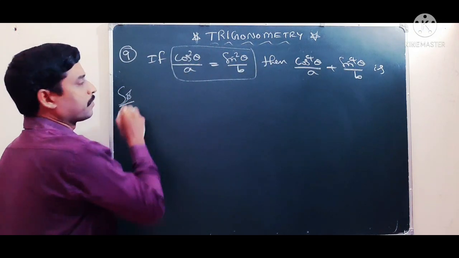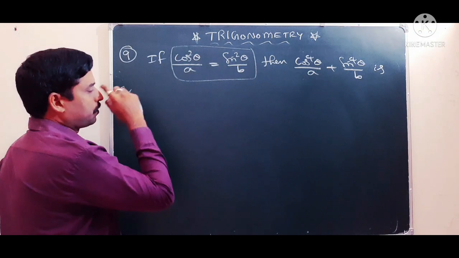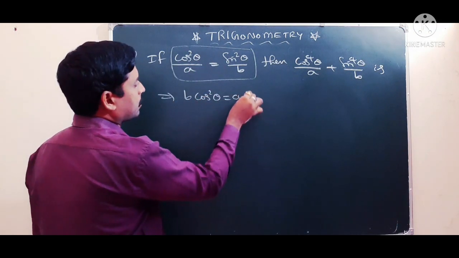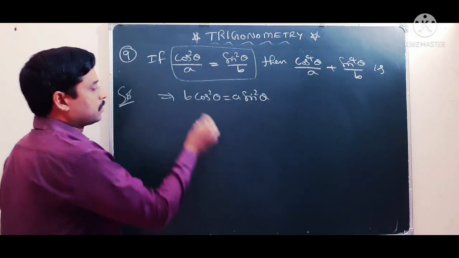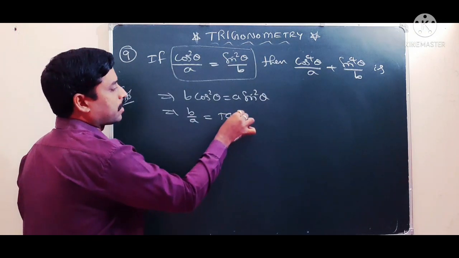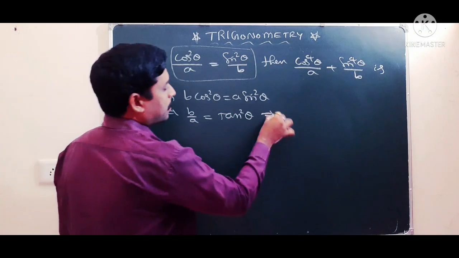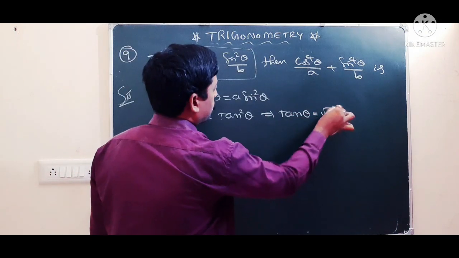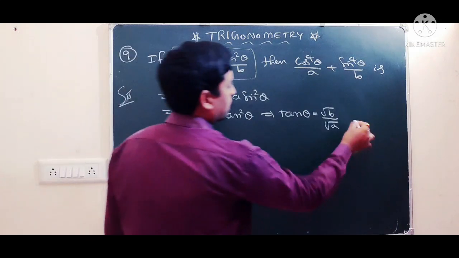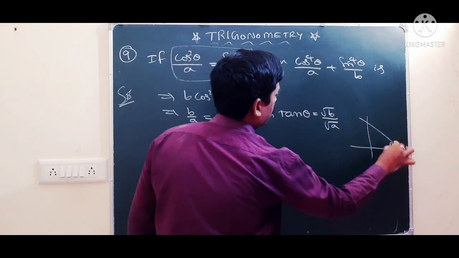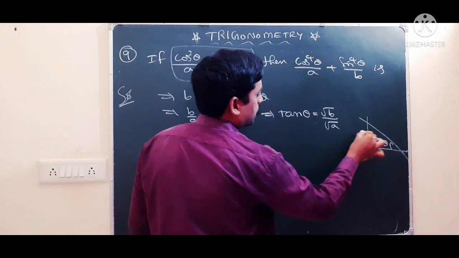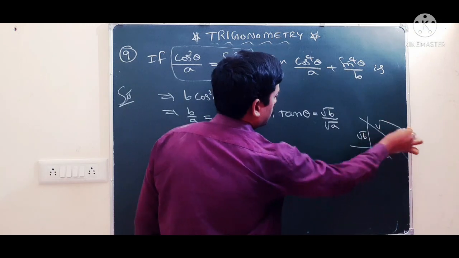From this condition, by using cross multiplication, this value will be b cos square theta equal to a sin square theta. Therefore b by a is equal to sin square by cos square, which is tan square theta. Therefore tan theta equals root b by root a. From this triangle, what is the tan theta formula? Opposite side by adjacent side. Root b, this is root a. Hypotenuse is root over a plus b.